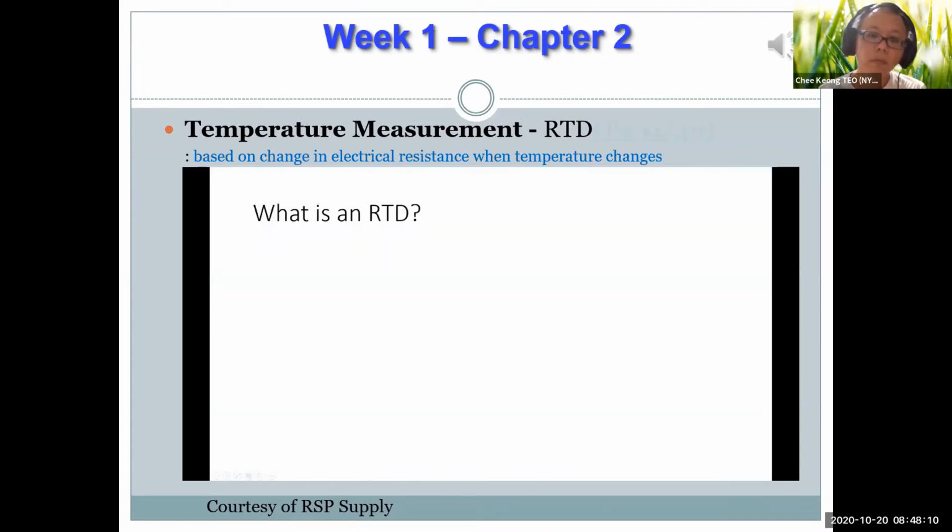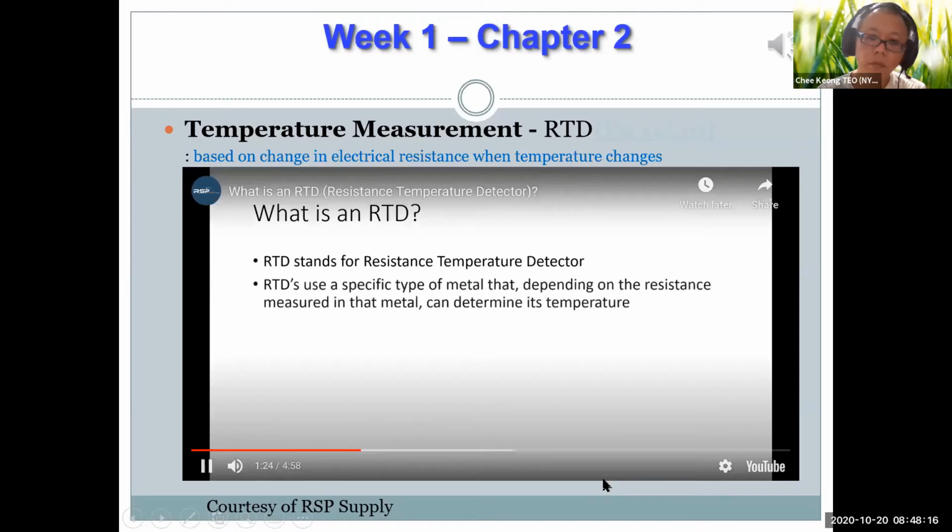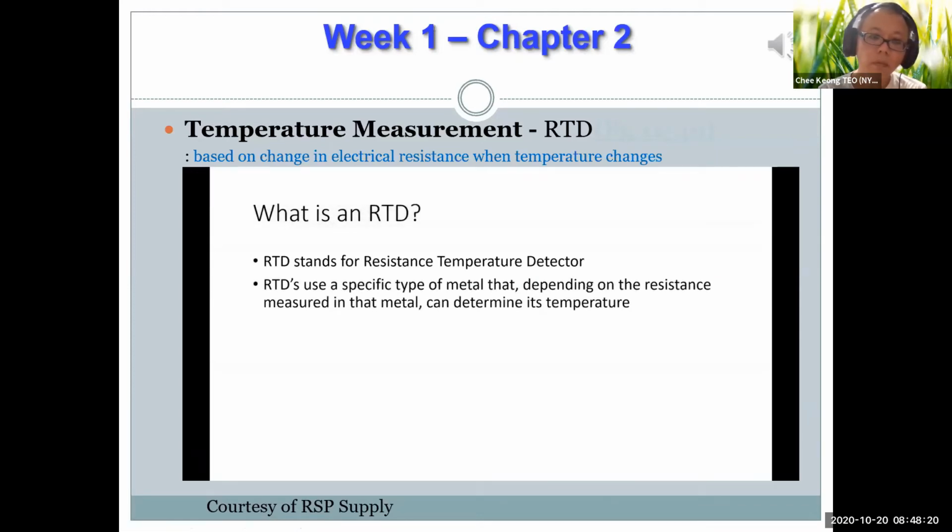We will also discuss some of the reasons RTDs are used instead of other temperature devices such as thermocouples or thermistors. At its core, RTDs use a specific type of metal that, depending on the resistance measured in that metal, can determine the temperature. The actual measurement occurs at the element, which is a portion of the device that is able to collect the data needed to provide accurate temperature readings.